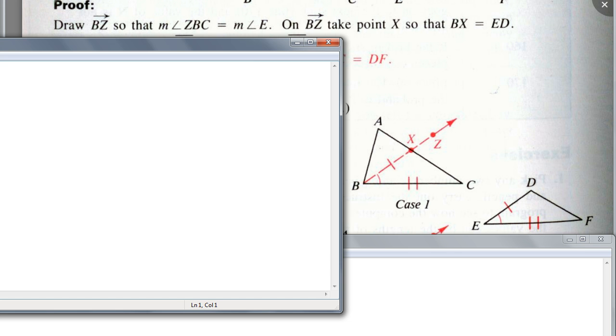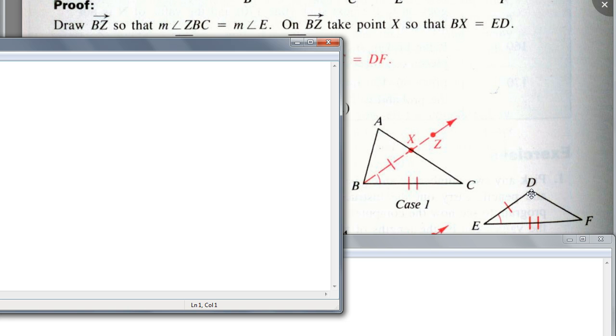Now, can somebody tell me something about the triangles BXC and EDF? As soon as we do this, draw this auxiliary line BZ so that angle ZBC has the same measure as angle E, and BX is the same length as ED. Oh, a lot of you see it. Go ahead, discuss with the group. What do you see? Go ahead, tell them if you don't see it.